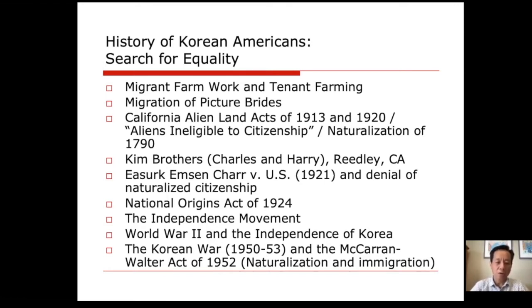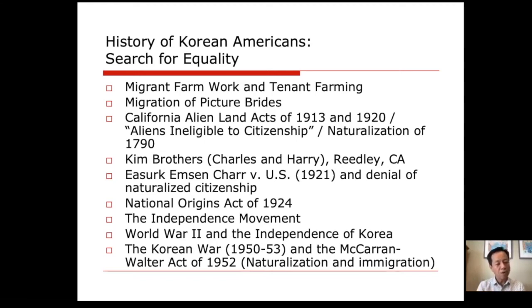Despite those legal restrictions, there were successful Korean farmers, and Kim Brothers in Ridley, California is a good example of this, Charles and Henry, who fought for and gained the patent to the nectarine, right? And so before the Kim brothers came along, you either had a peach or a plum, but these two geniuses put them together and gave us the nectarine, and they became the very first Korean millionaires in this country, and were very, very successful.